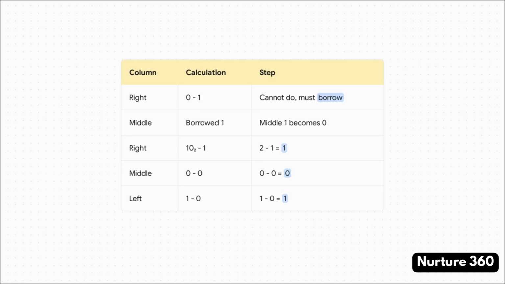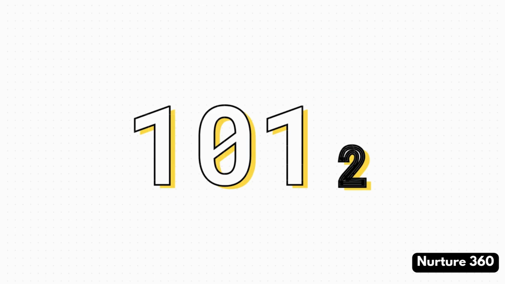Perfect. Now the middle column. It's just 0 minus 0, which is 0. And finally, on the left, 1 minus 0 is 1. And there is our answer, 101. In our decimal system, that's the number 5. We started with 6 packets, we sent out 1, and we have 5 left. The system works. Mission accomplished.